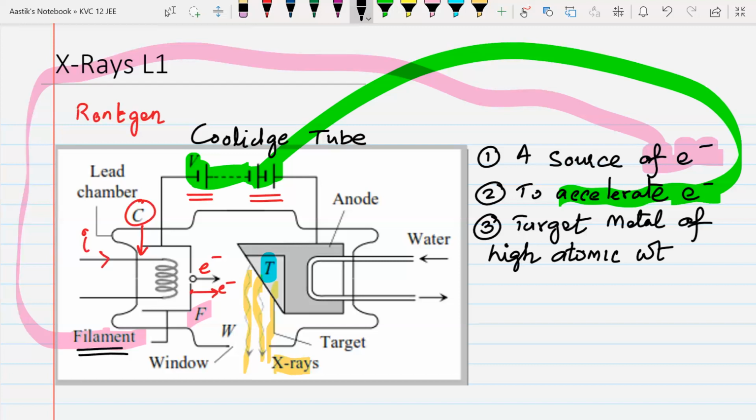Are you able to draw the diagram, or shall I give you a simpler one? You just have to understand what the basic elements are. You must have a filament. You must have a target. Filament must be negative and target must be positive. We understand this. And as soon as the electrons hit the target, we have X-rays being produced.